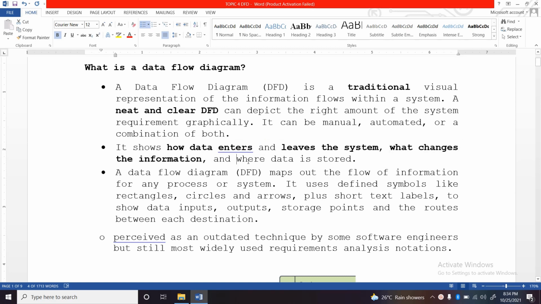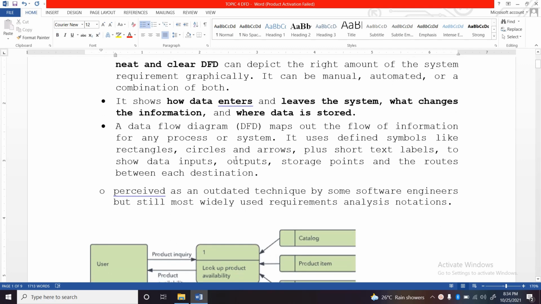and where data is being stored. We all know that when we say data, these are raw facts, and when we say information, this is processed data. So we have four things that we need to consider if we are going to create our data flow diagram. We have to show how data enters, how it leaves the system, what changes the information, and where data is being stored. This is also connected to the different elements used on DFD.